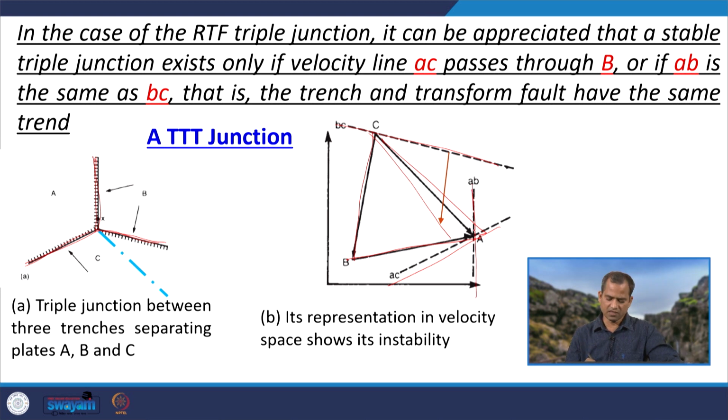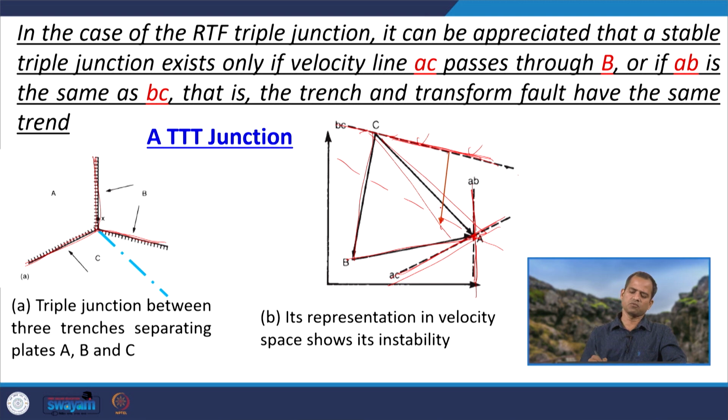What is happening here is that on this relative velocity triangle, two of these plate boundaries are meeting, however the third is far away from the system. So now the question arises: if this can move here, then that will be a stable triple junction. That means we have to drag this line up to here.